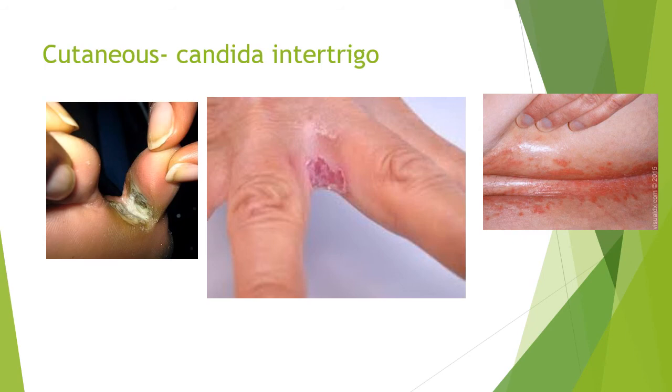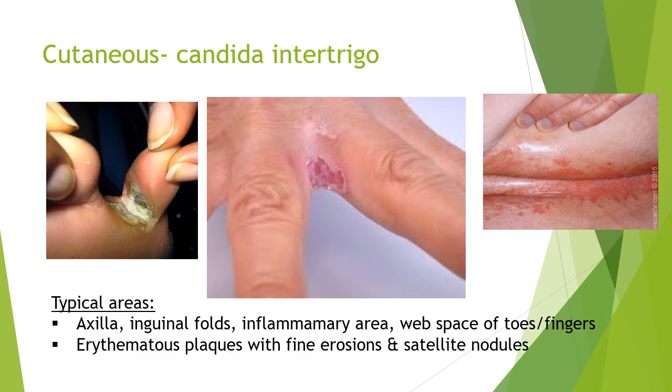Cutaneous candida is also known as candida intertrigo. Intertrigo means that it can happen in the axilla, inguinal regions, and sometimes between the webs of the toes and fingers. They form what we call erythematous plaques, and they have very small erosions that are very painful.